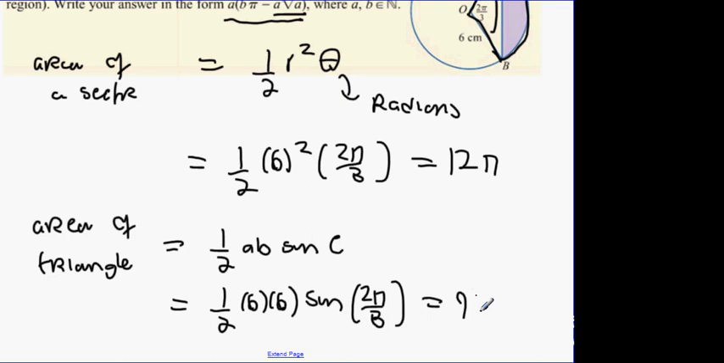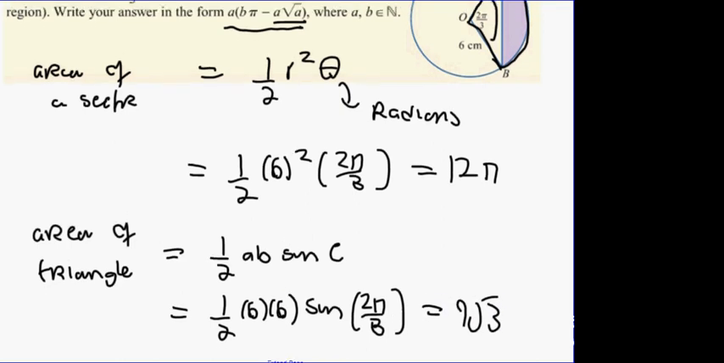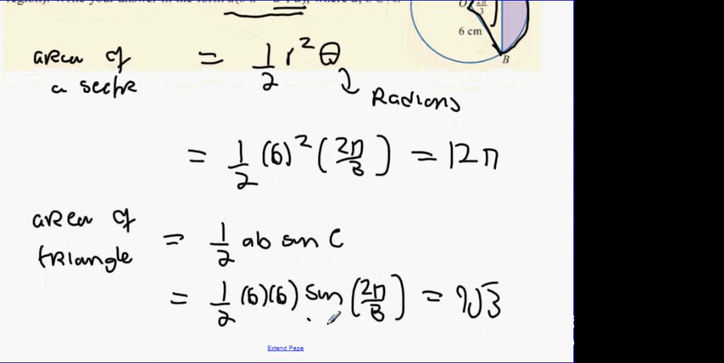Now, 9 root 3, no pi. The sine gets rid of it. It's all in the calculator. Okay. Next part.